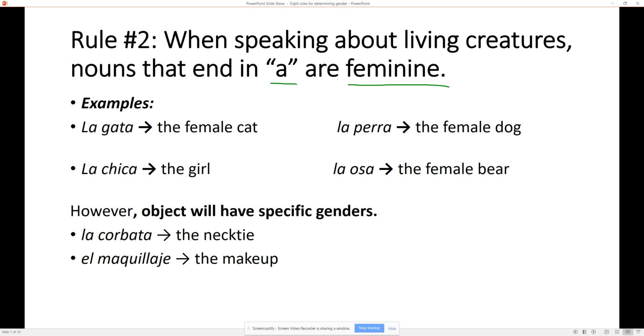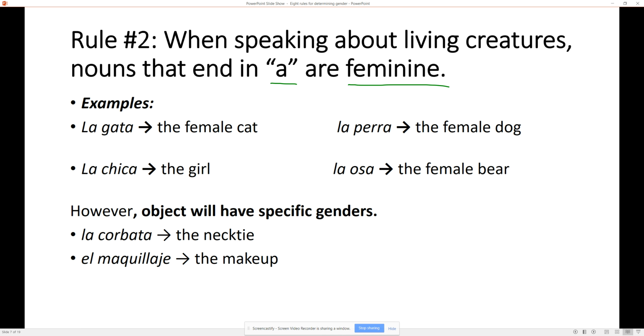However, here's the thing that gets complicated. It's objects. Objects also have gender. Now, why is a table, mesa, feminine? It's because it ends in A. But la corbata, why is a necktie feminine? Because men usually wear it. Why is that female? Because it ends in A.